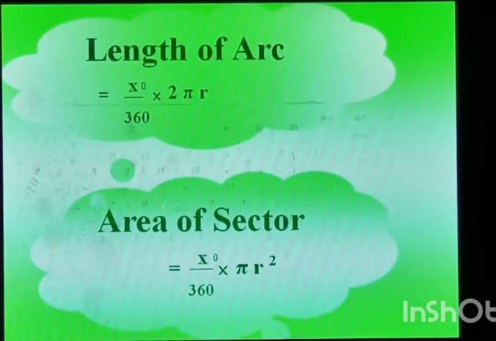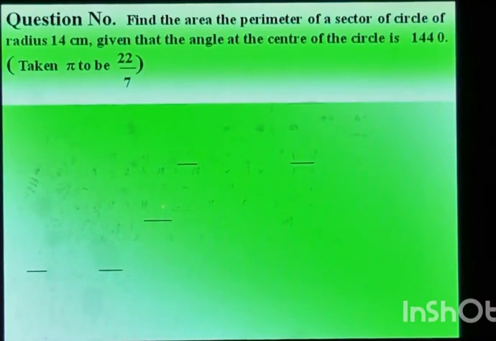Well, in coming up questions, we will have length of arc and area of sector, and this is the question here. Find the area and perimeter of a sector of a circle of radius 14 centimeter, given that the angle at the center of the circle is this.